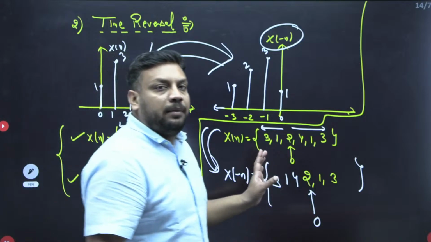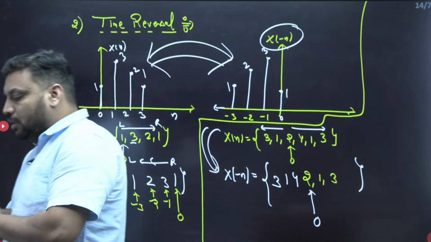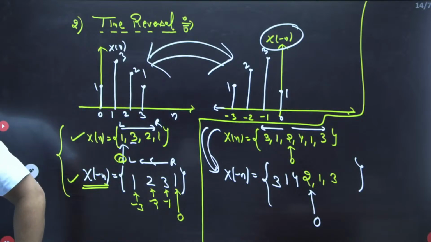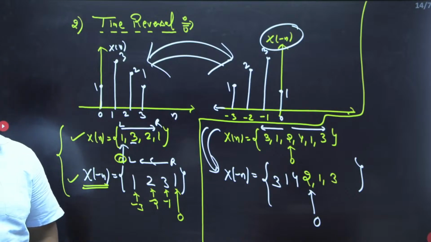This is the smart approach, guys. The smart approach you will never find in a textbook or reference book. These are all the beauty of our classes. Very good, beta. 3 1 4 2 1, arrow is at 2, sir. Very nice. Very good, beta.